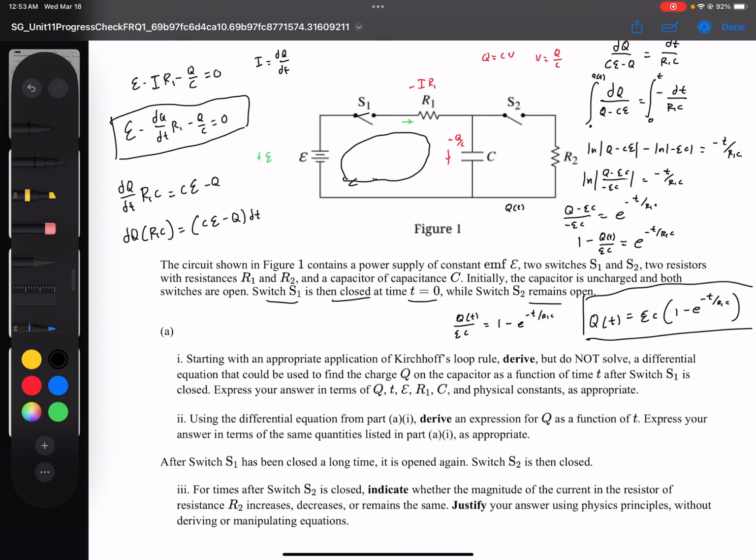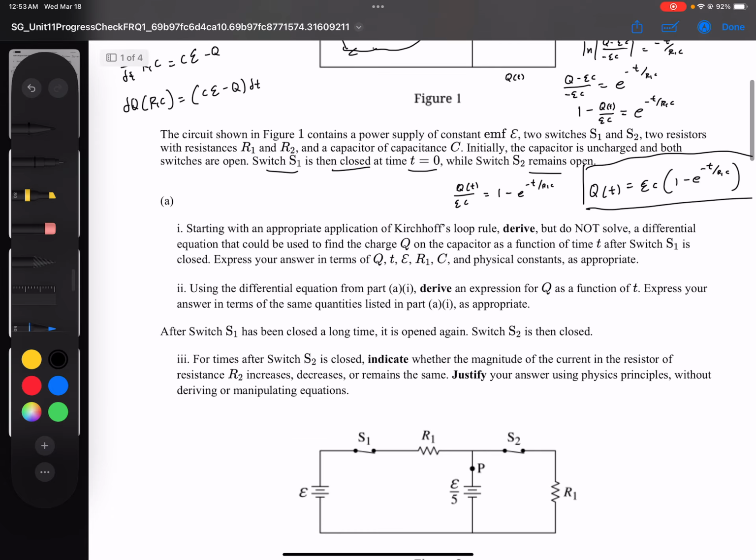So it's not the end of the world if you trip up on your derivation, but you should practice it and try to get it right, because you might as well learn how to do it. So that's how you solve to find the equation of the charge of the capacitor as a function of time. So now let's move on.